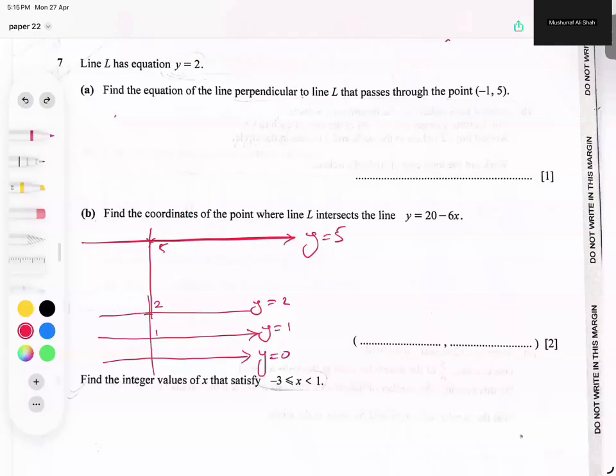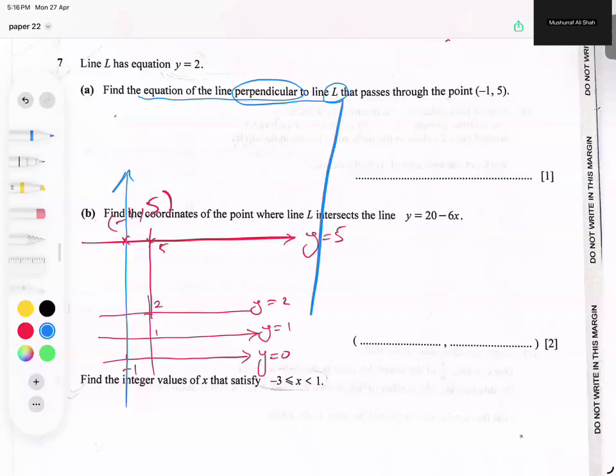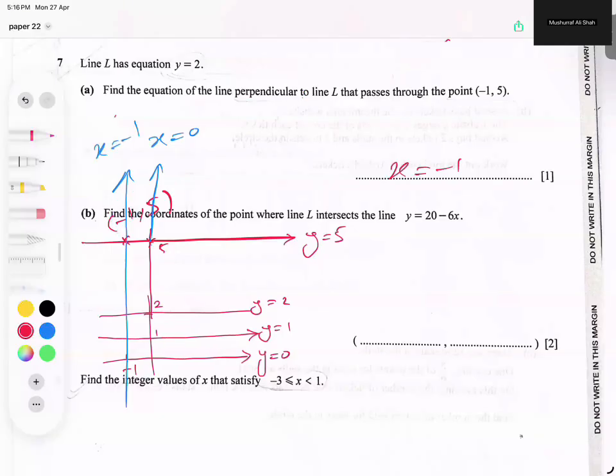But he's saying it passes through which point? (-1, 5). So -1 is this, and 5 is this. So this point I can call (-1, 5). So the blue line which passes through this is the one, because he asked to find the equation of the line perpendicular to line L, which is this one, and passes through this point. So 100% this line. My question: what is the equation of the y-axis? You say x equal to 0. And what if the line goes through -1? It's called x equal to -1. So the game is over and the question is done.